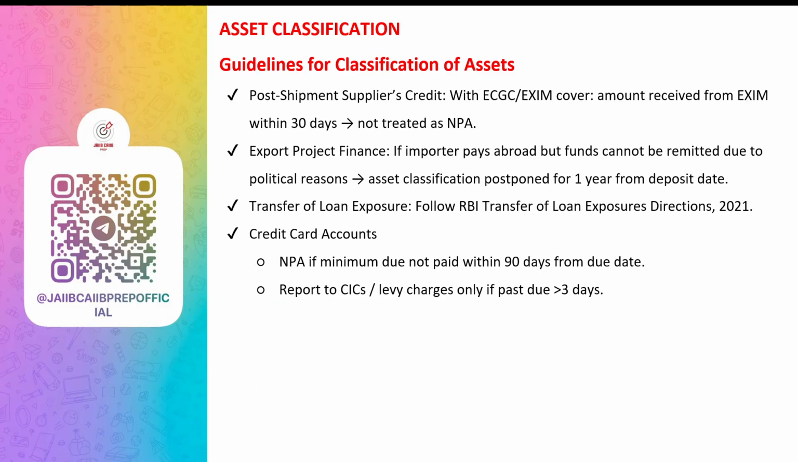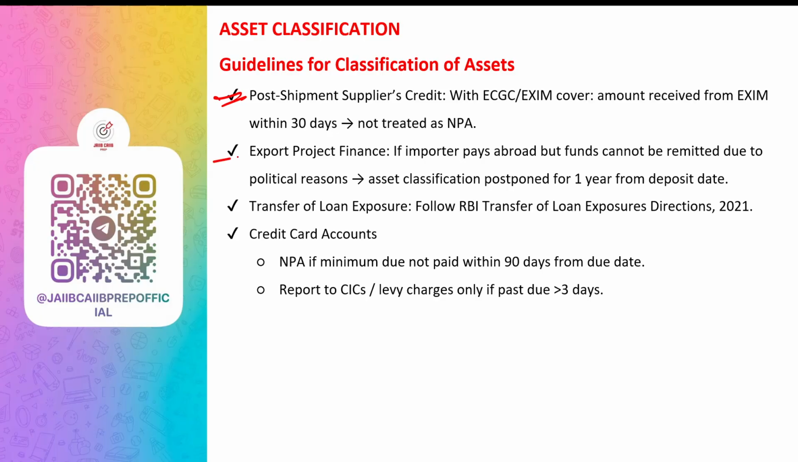Post shipment supply credit. So this refers to credit given to exporters after they ship goods abroad. For countries where ECGC cover is available, ECGC is Export Credit Guarantee Corporation. So if ECGC cover is available, Exim Bank provides a guarantee cum refinance scheme. If the exporter defaults, Exim Bank pays the bank within 30 days of invoking the guarantee. To the extent Exim Bank pays, that part of the loan is not treated as a non-performing asset.